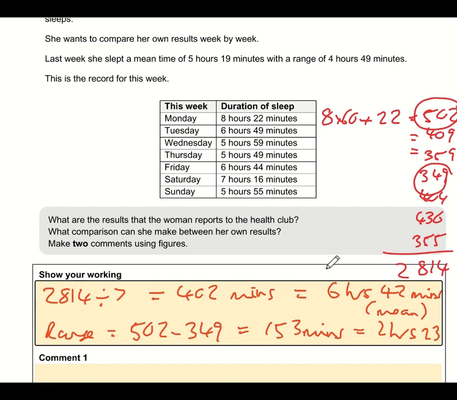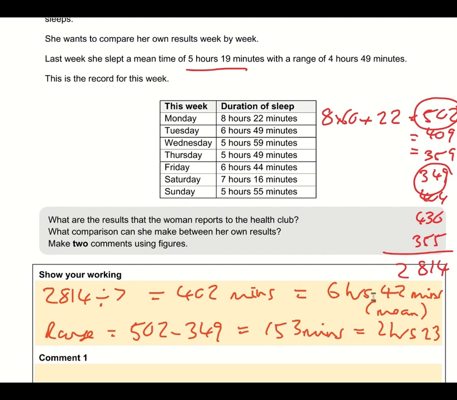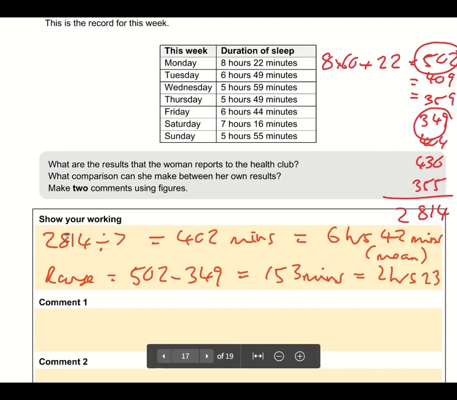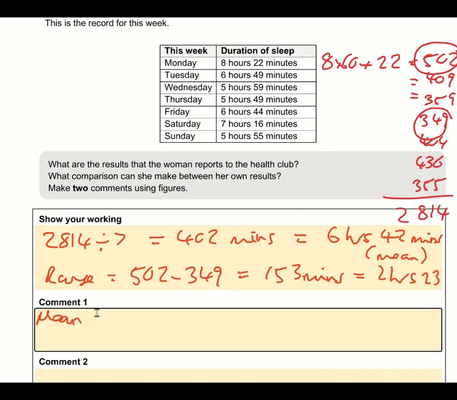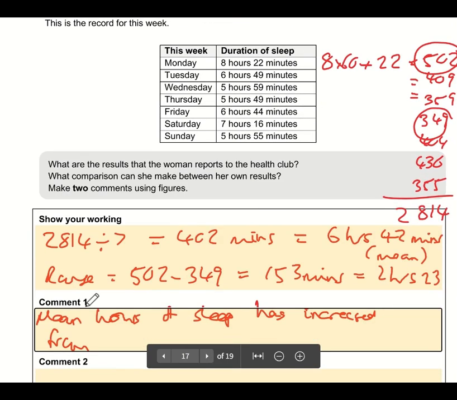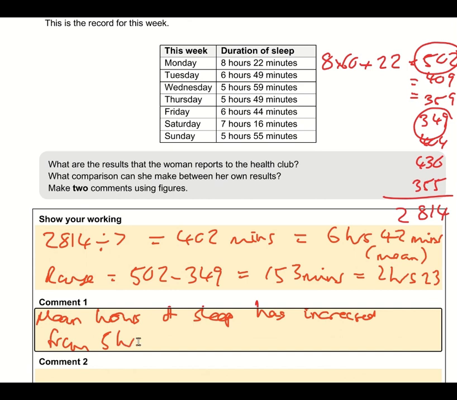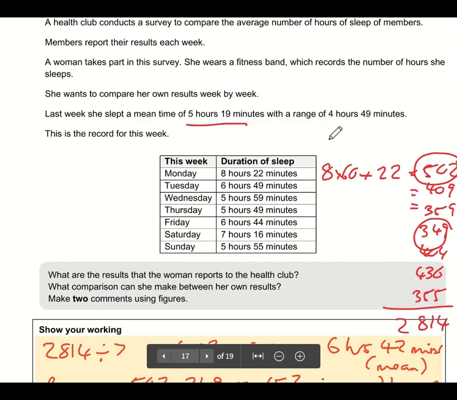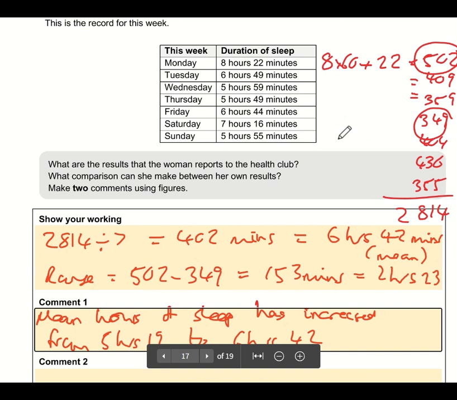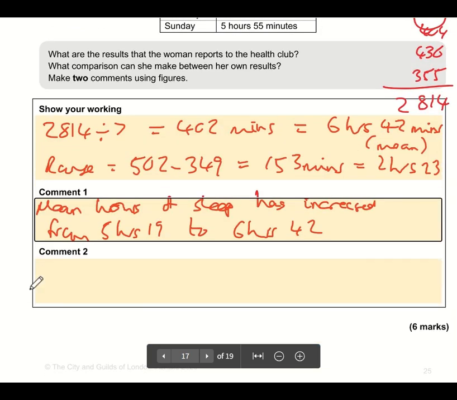Okay, so comment number 1, the mean sleeping time has increased. So we can say mean hours of sleep has increased. It's increased from whatever it was before, 519, up to 6 hours 42. Comment 2, the range has gone from 449 to 223.